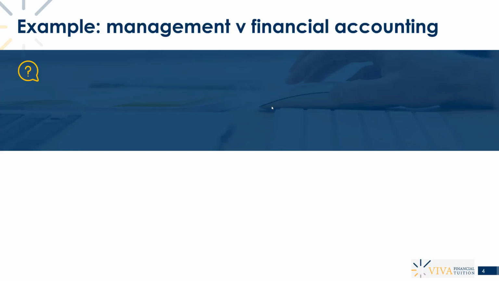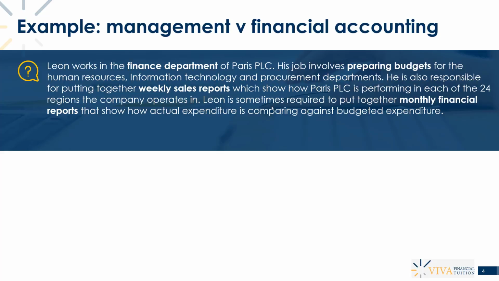Leon works in the finance department of Paris PLC. His job involves preparing budgets for the human resources, information technology and procurement departments. He's also responsible for putting together weekly sales reports which show how Paris PLC is performing in each of the 24 regions the company operates in. Leon is sometimes required to put together monthly financial reports that show how actual expenditure is comparing against budgeted expenditure. Is Leon working within a financial or management accounting remit?